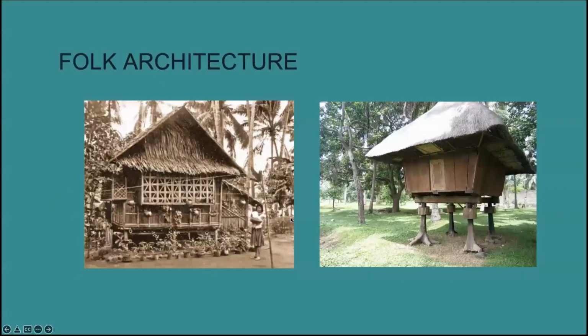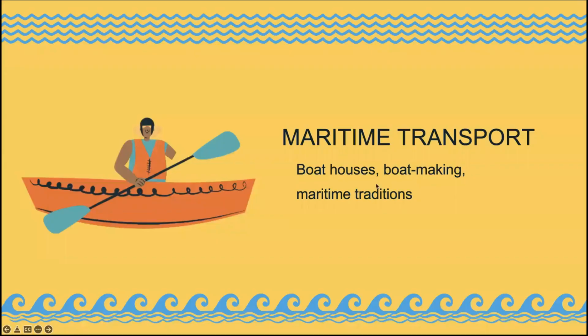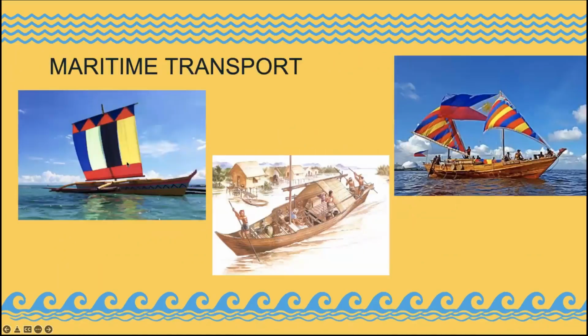Okay, class. Next, another traditional art is maritime transport. As mentioned, maritime is connected to the sea. So this one, boat houses, the art you see in the boat houses, boat making, or other maritime traditions like this. Though it has a purpose also, you can say it's functional art, but it's more under traditional art. It's possible that art can be both traditional and functional as well, because it's very obvious it has a function, but you also see beauty in it, right? If you look at it.